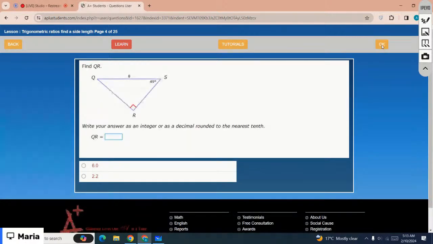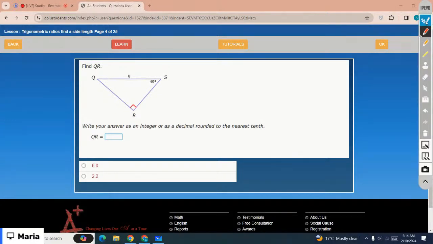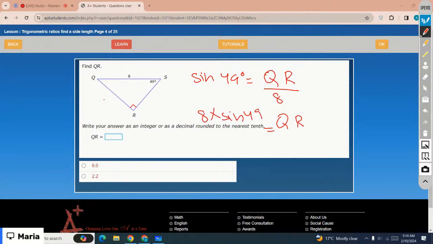The next one is find QR. Now you need to calculate the sine of angle 49, right? Because you need to find this side. Sine 49 equals QR divided by 8. So QR equals 8 times sine 49. So just evaluate the value, use your calculator, evaluate the value and let me know the correct option.